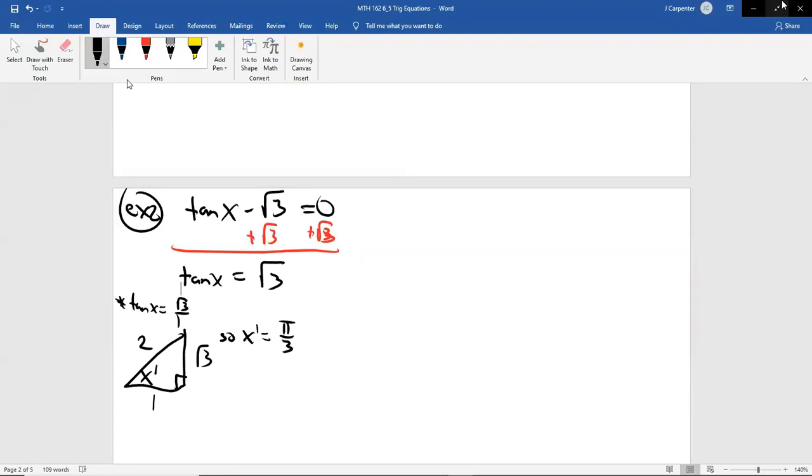Again, you have got to be able to go between radians and degrees like that for things like 30, 45, and 60, and 90, and 180, and 360.